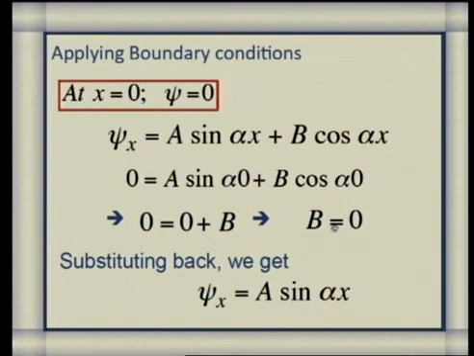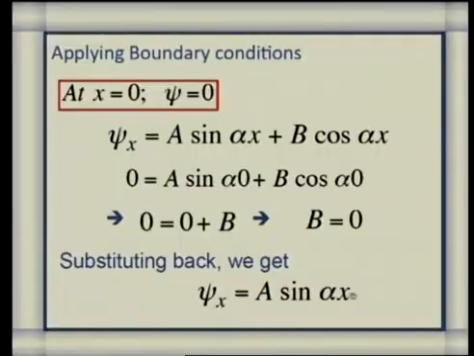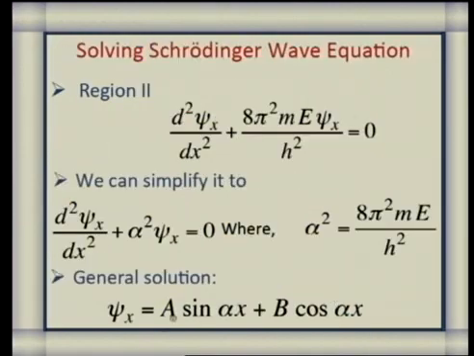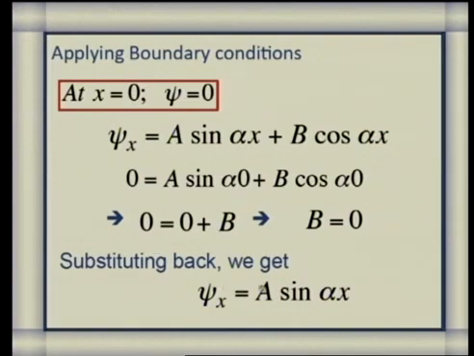That means I have got a wave function, but the moment I apply my first boundary condition, it can be satisfied if and only if the parameter b is 0. When I do that, my wave function comes out to be psi x is equal to a sin alpha x. That is my wave function now. The wave function I got earlier was the one which came as a standard solution of the differential equation. The moment I apply the boundary condition, I get this wave function, which is the solution of the Schrodinger wave equation.